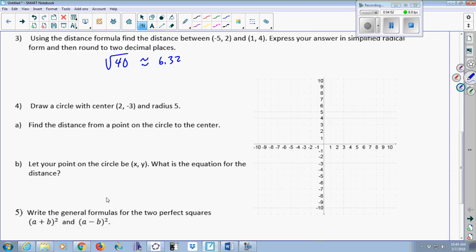All right, draw a circle with the center at 2, negative 3. So I go 2 to the right and down 3. There's my center. And it has a radius of 5. So how do I get, say, 4 points along here that I can easily get? What does it mean to have a radius of 5?